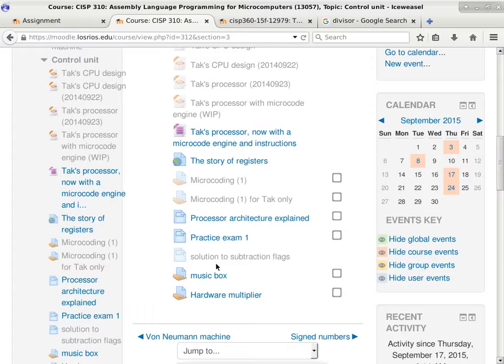Yep. Roll sheet. Roll sheet. Thank you. There we go. All right.